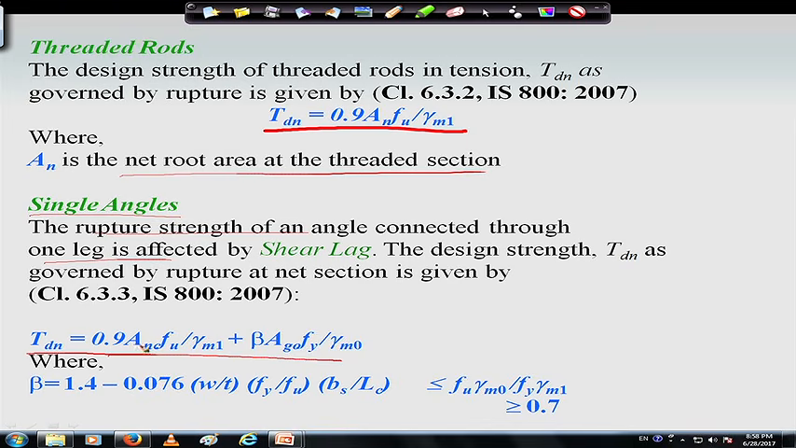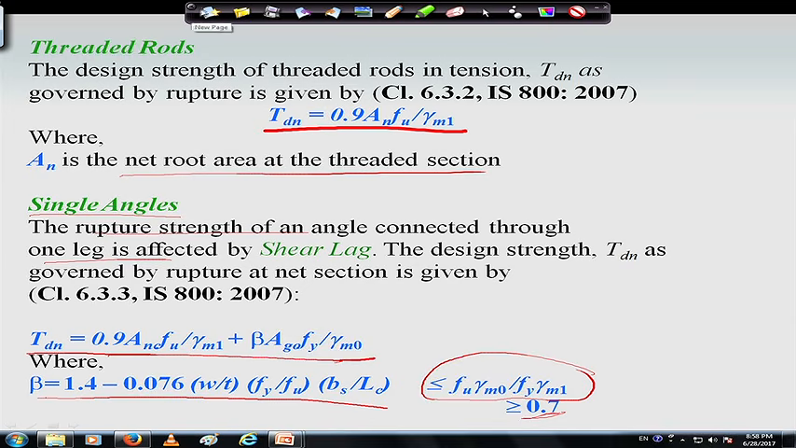So, Tdn as we see will be 0.9 Anc Fu by gamma m1 plus beta into Ago Fy by gamma m0, and beta can be calculated from this formula, that is 1.4 minus 0.076 into w by t into Fy by Fu into bs by Lc. The beta value should not exceed Fu gamma m0 by Fy gamma m1, and it should not be less than 0.7.